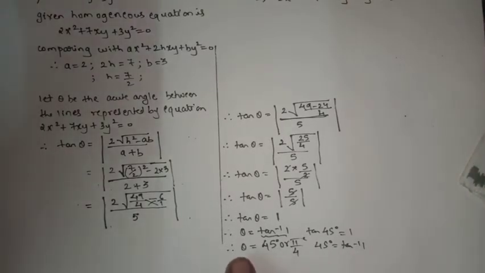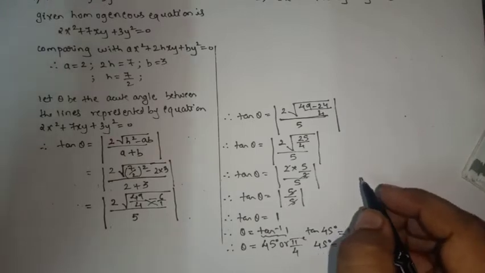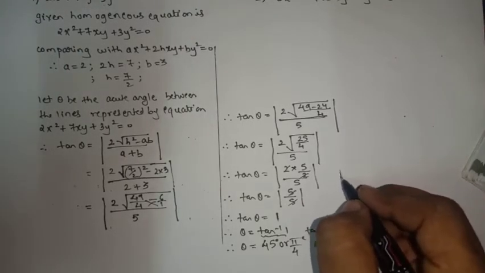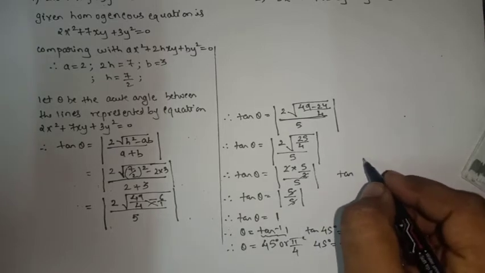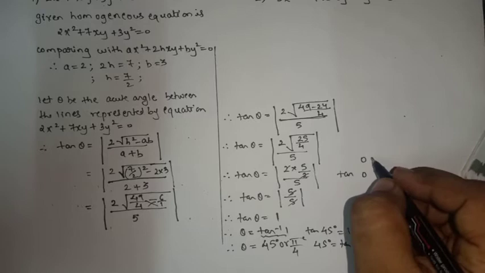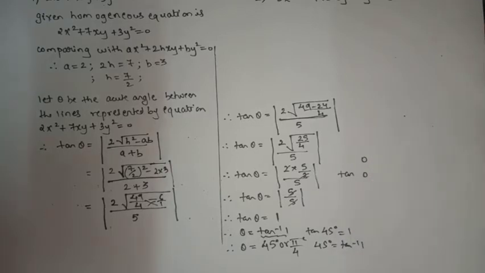So here we got the value of theta, which is equal to 45 degrees, or else we can write the degree in terms of radian. So 45 degree we can write as what? Pi by 4 radian. So listen here, we all know the values. So for tan we know that tan of 0 is 0. Yes or no?